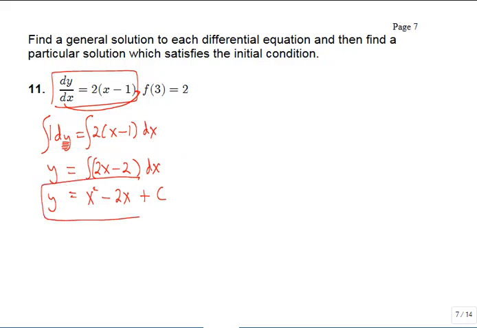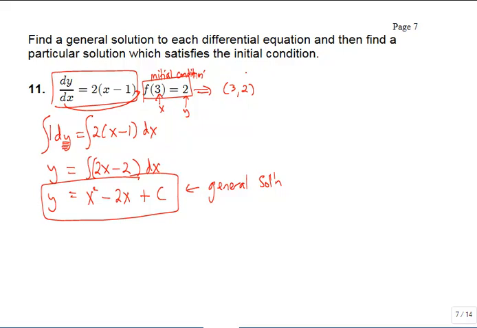So this is called your general solution, when you have that plus c on the end and you get that whole family of curves. Now what we want to do is find a particular solution. So that's what this is. This is your initial condition, and it really just is a point, because this is your input x and this is your output y. So f of 3 equaling 2 really means the point (3, 2).